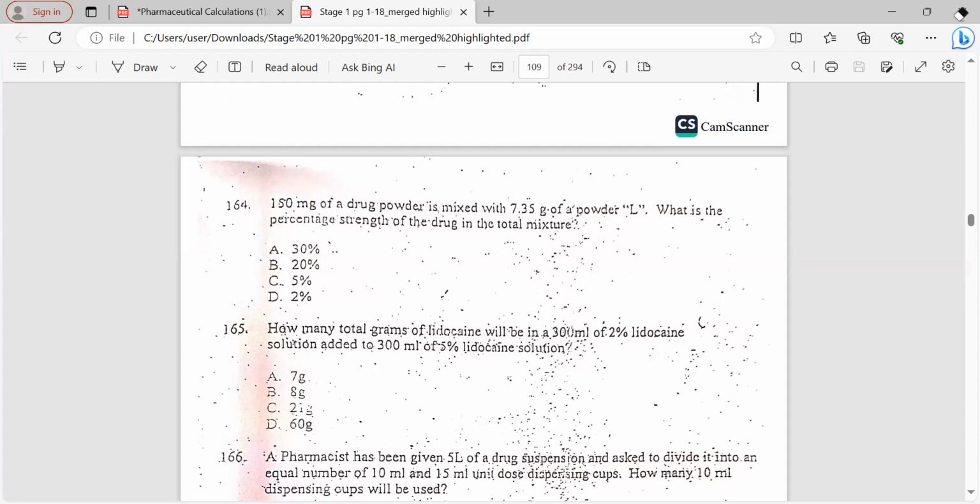And then they want to know the percentage strength of the drug. So we have 0.15 grams of our drug in 7.5 grams. But in percentage strength, we want to know in 100 grams.